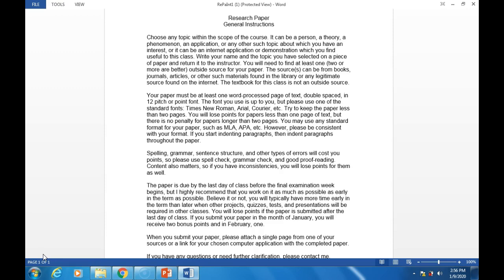Now, it has to be at least one page of text. Try to keep it less than 2 pages. Not because I don't want to read it, it's just because I don't want it to be a big burden to you. However, if you pick a topic and you get so excited about it and it spills over to 3 or 4 or 5 pages, if you're that excited about it, I want to read it. Okay, so that's fine. If it's too short, you're going to lose points. There's no direct penalty for being too long.